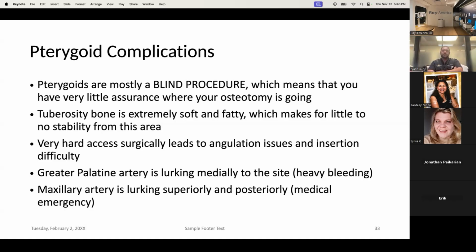The maxillary artery is in the neighborhood, although it's extremely high. It's like 25 to 30 millimeters from the tuberosity. So unless you are placing a 25 to 30 millimeter implant, there's almost no risk that you could hit that artery unless you were to, say, lose your implant and have it shoot up into the infratemporal fossa, and then you might clip the maxillary artery, which would obviously be a tremendous medical emergency.